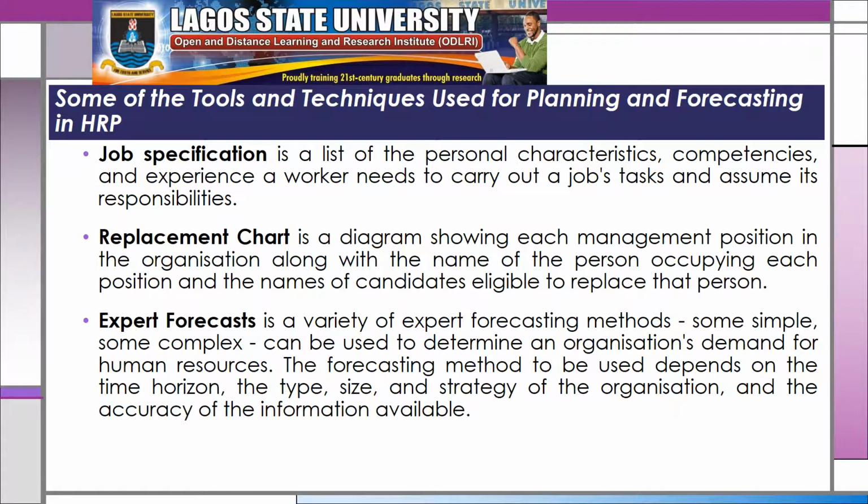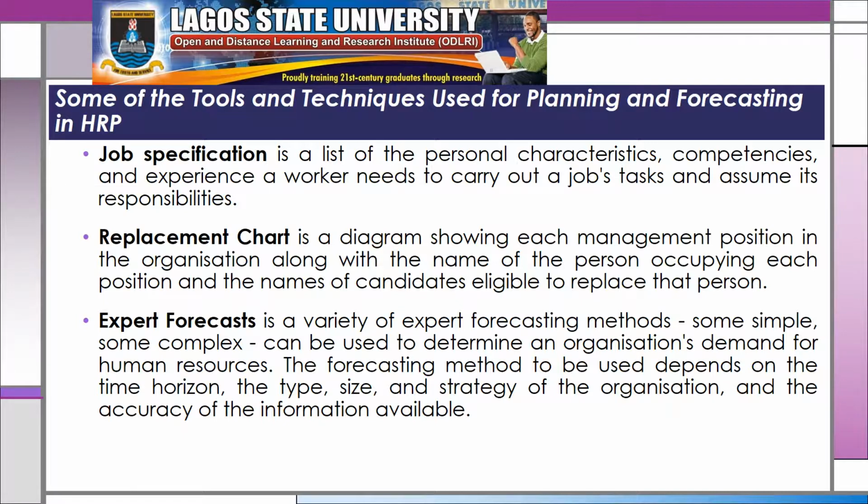The replacement chart is a diagram showing each management position in the organization along with the name of the person occupying such a position. The other one is what we call expert forecast. This is a variety of expert forecasting methods, some of which are simple, some complex, but can be used to determine the organization's demand for human resources.